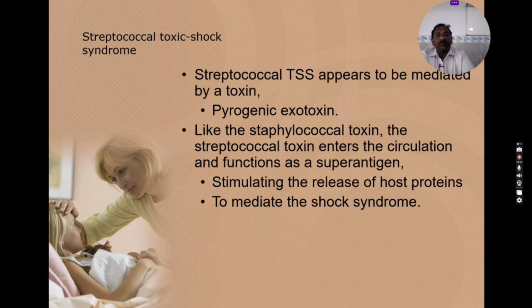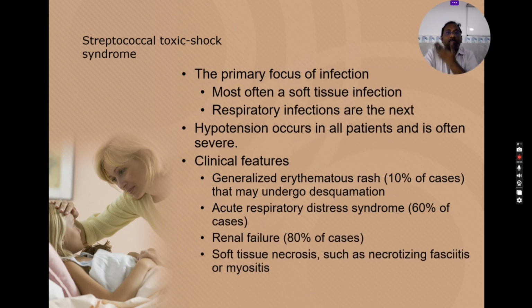See, this shock syndrome appears to be mediated by a toxin. That toxin is a pyrogenic exotoxin. Like the staphylococcal toxin, the streptococcal toxin enters the circulation and functions as a superantigen, stimulating the release of host proteins that mediate the shock syndrome. The primary focus is most often a soft tissue infection. Respiratory infections are the next. So this streptococcal toxic shock syndrome is most common from the skin and subcutaneous infections, then the lung infections.